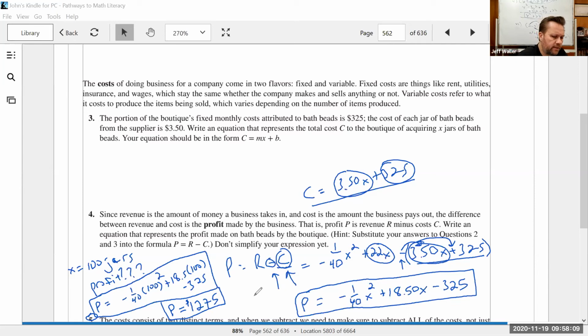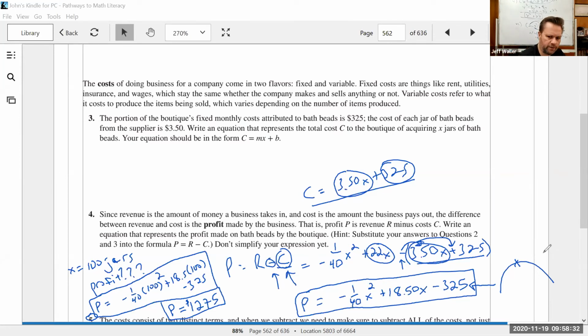So obviously, the next thing you would be curious about is, how many jars should I try to sell so my profit is maximum? That kind of makes sense, right? Then you could go to Desmos, put this in Desmos and just see where that vertex is. That's going to be the maximum.